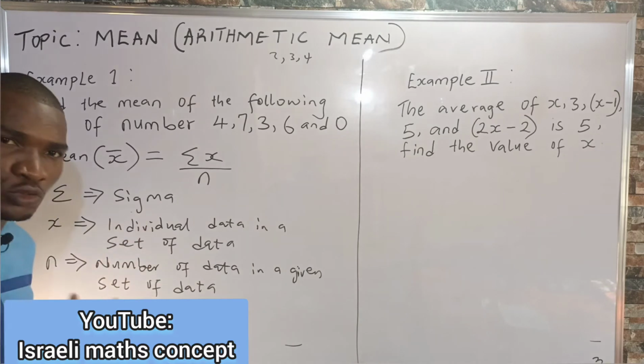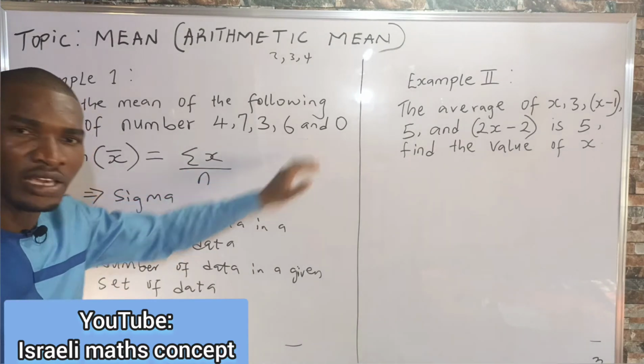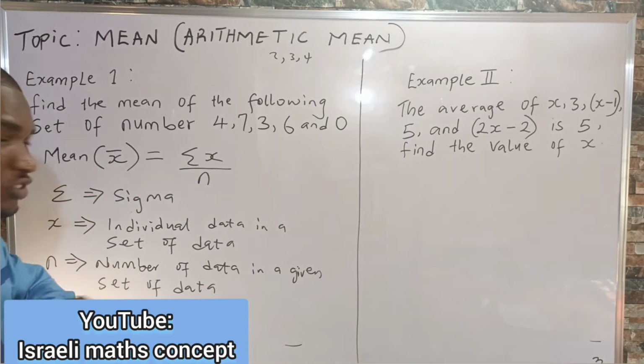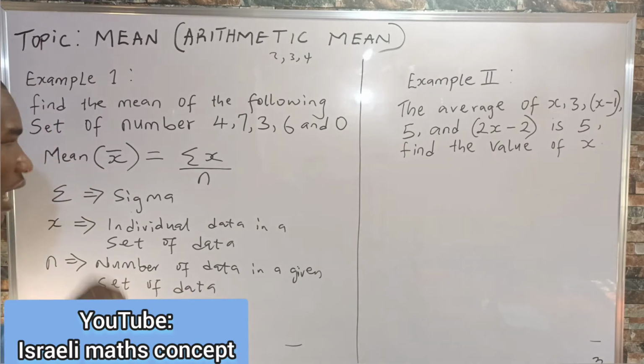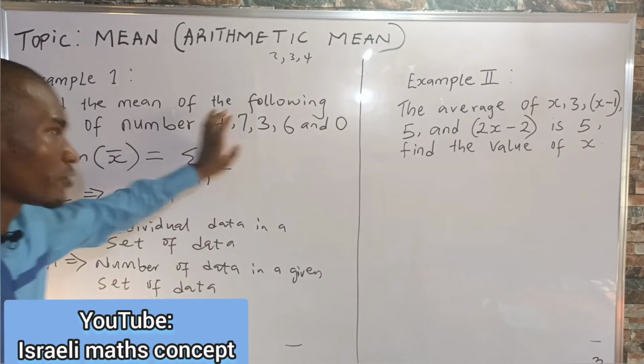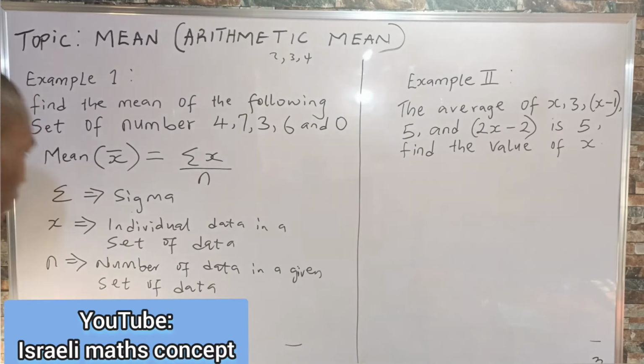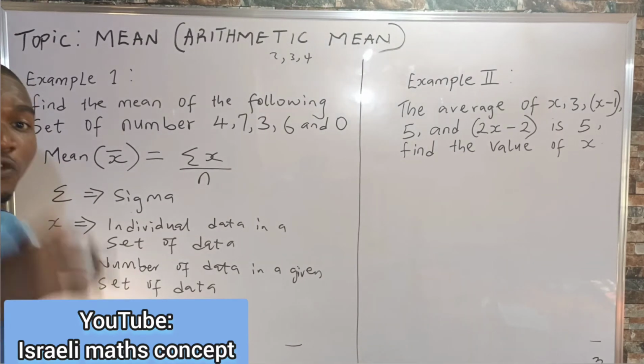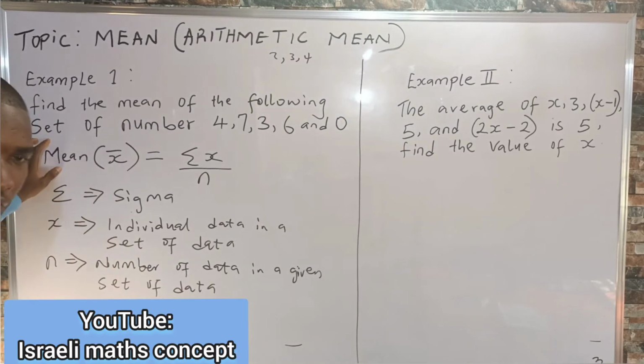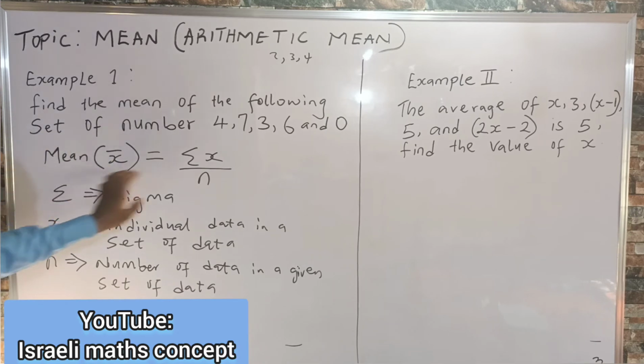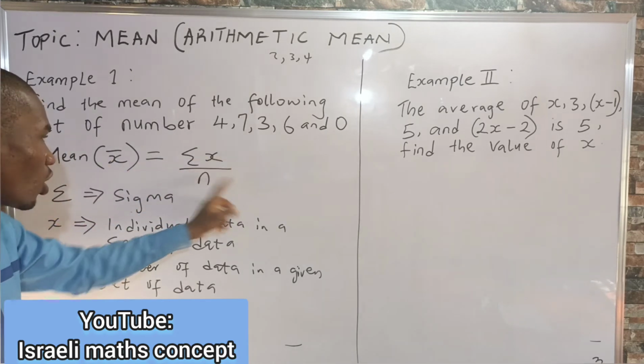It is very simple to do so. Looking at this set of numbers, it is ungrouped data because there is no class interval for it. And because there is no class interval given, automatically it is ungrouped data. The formula for the mean of ungrouped data is stated already on the board as x bar equals summation of x all over n.